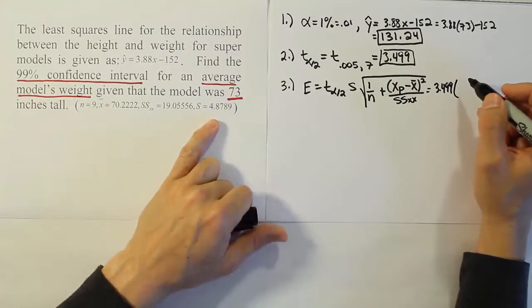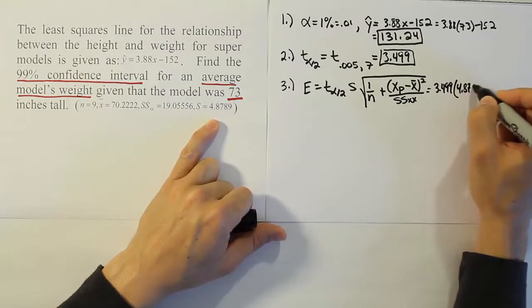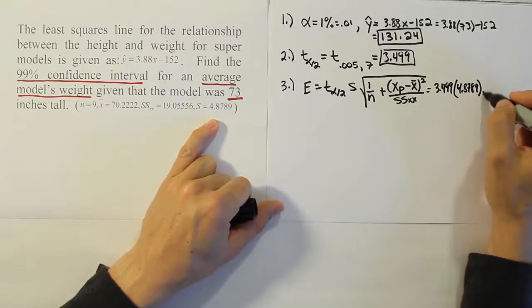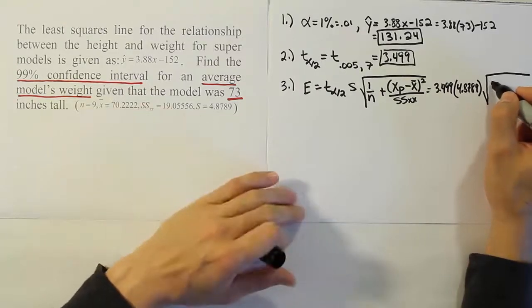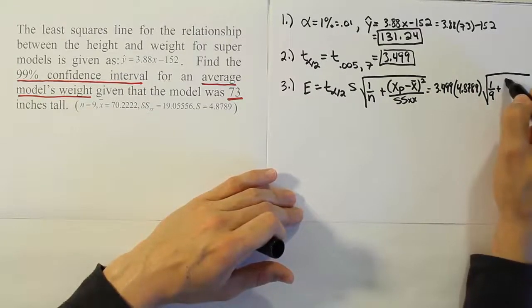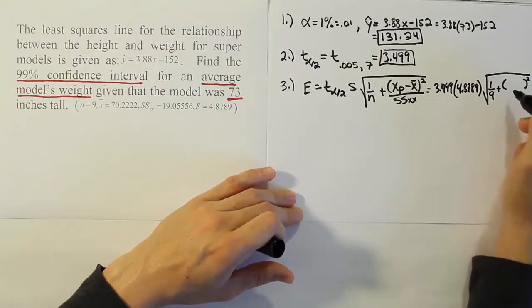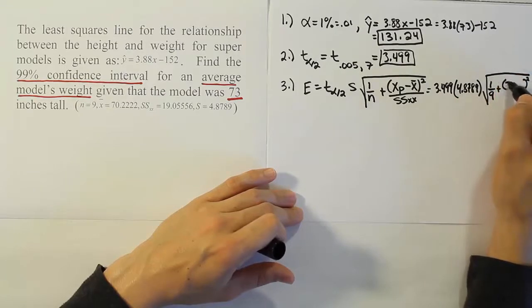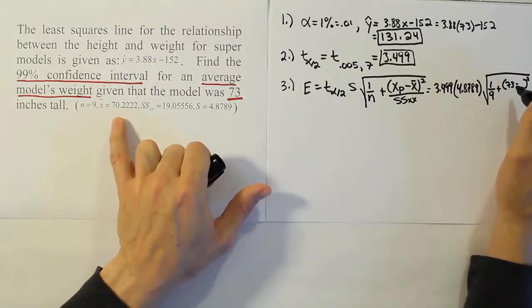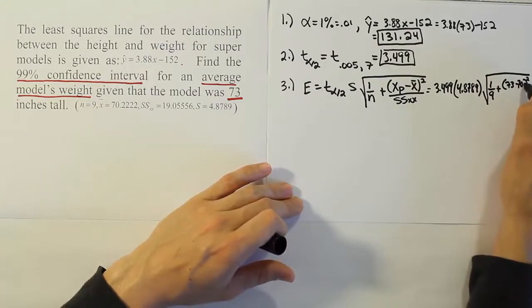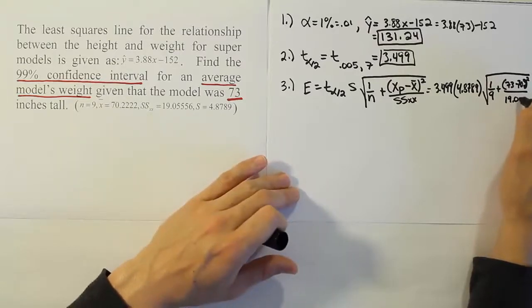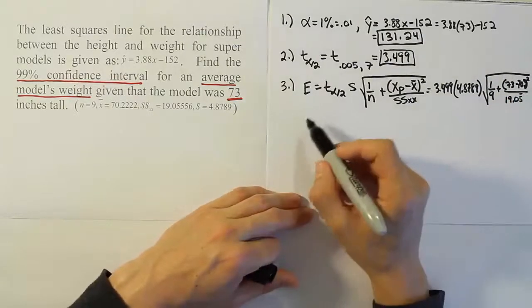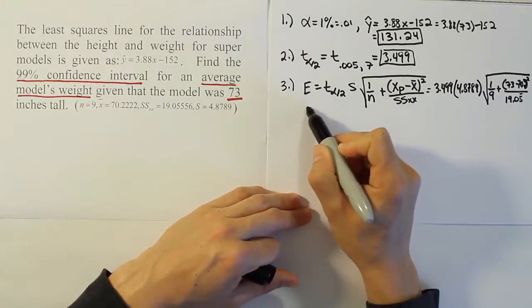Our s value in this problem is given to us. They tell us that s is 4.8789. And we're going to have that all multiplied by the square root of 1 over n. Our n in this case is 9, so it's 1/9 plus a parentheses, which will consist of the x predictor value, which was 73, minus the x bar value, which is 70.2 repeating. And then it'll all be divided by our sum of squares for x's, which is 19.05 repeating. I'm just going to write that out a little neater over here because it's a little hard to see on the edge of the screen.